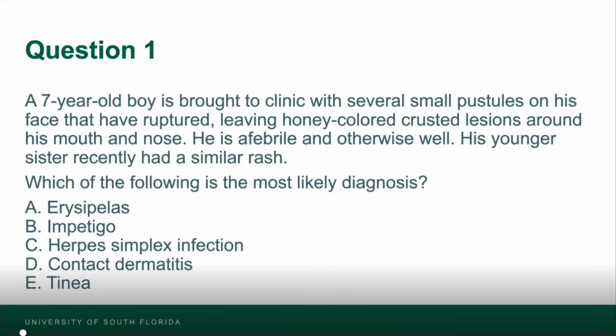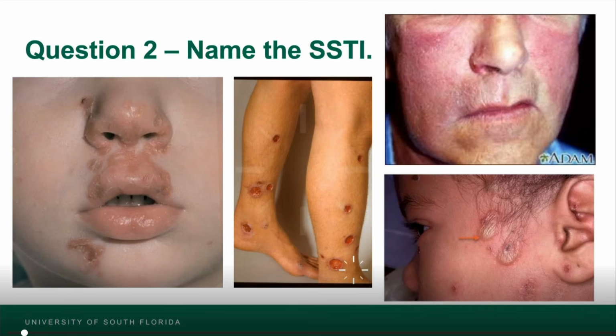We'll do some questions. Can you read this one? A 7-year-old boy is brought to clinic with several small pustules on his face that have ruptured, leaving honey-colored crusted lesions around his mouth and nose. He is afebrile and otherwise well. His younger sister recently had a similar rash. Which of the following is the most likely diagnosis? Impetigo. These questions are not all the most challenging, but that's okay. So impetigo, and we'll talk more about that in a second.